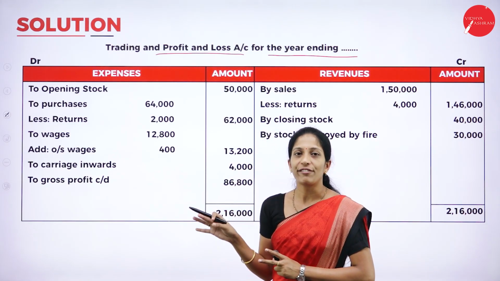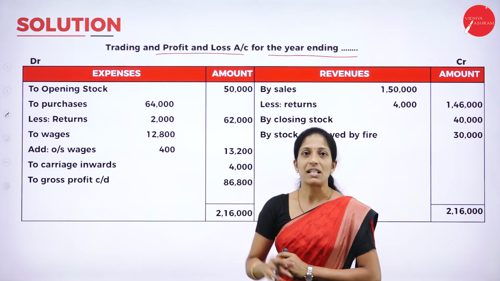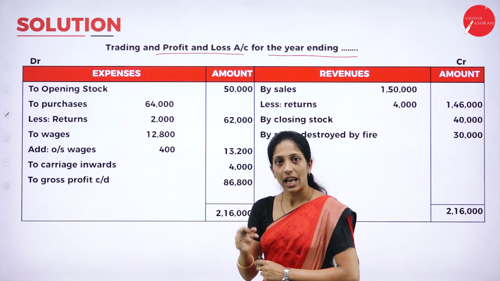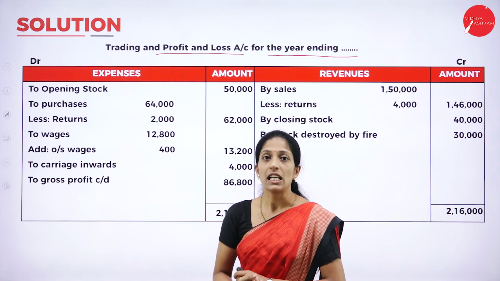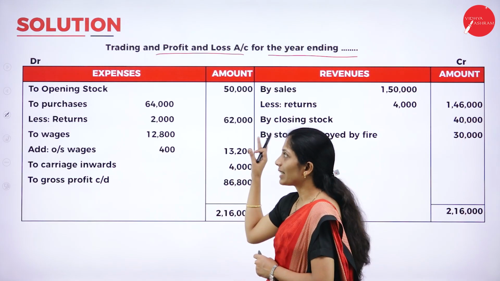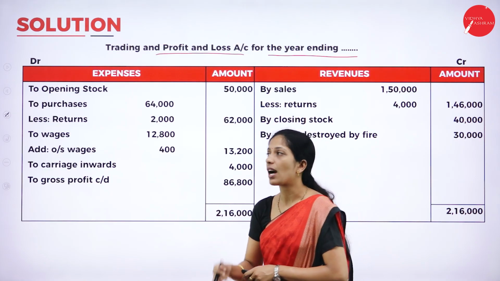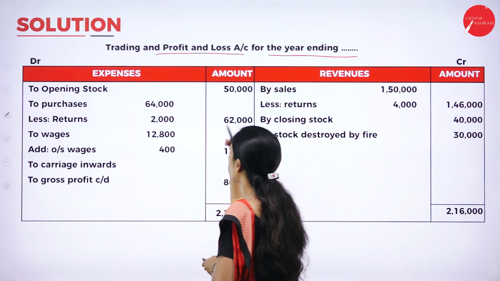Now, you know the format. Our trading account has a debit as well as a credit side. The debit side will be expenses or losses, with amounts, and the credit side will be income or revenue or gains, with amounts. So this will be the format. Now, coming to the debit side, how do we start? We'll start with opening stock. So write: To opening stock.